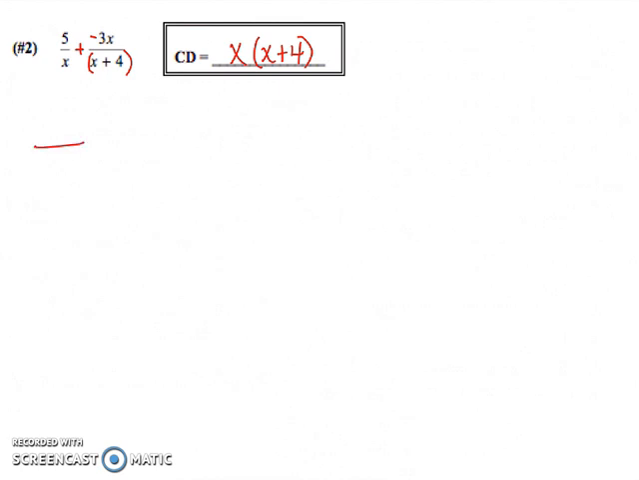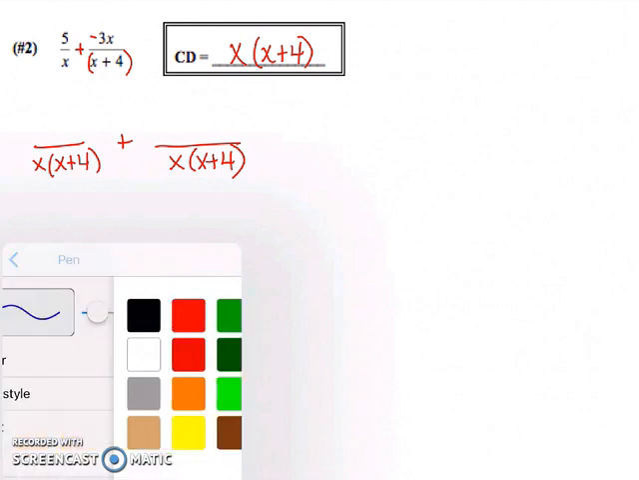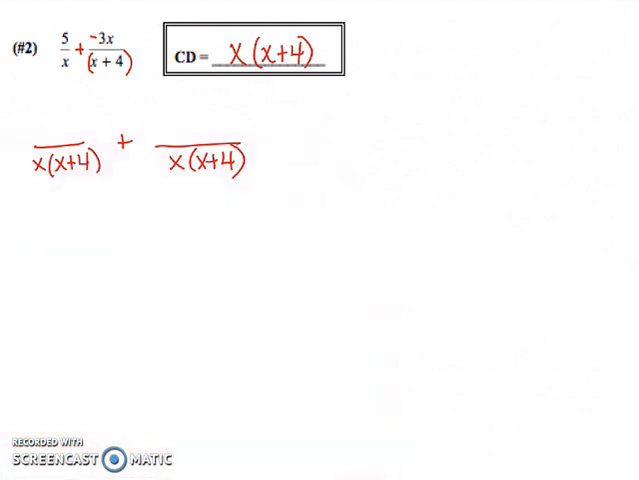So now I'm going to do exactly what I did in the last problem. I'm going to make 2 new fractions that I'm going to be adding together here with my common denominator. And I'm going to figure out what do I have to do to make my new numerators. So my first fraction, my original denominator was just the x. So I need to multiply by x plus 4 on top and x plus 4 on the bottom. So 5 times x plus 4 is going to be that new numerator right there.